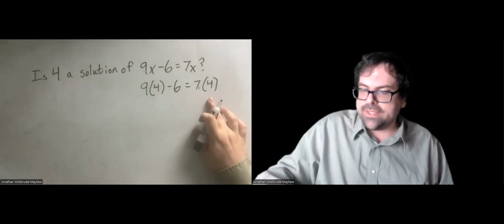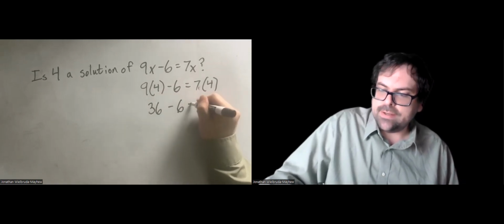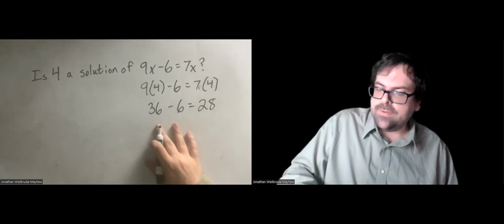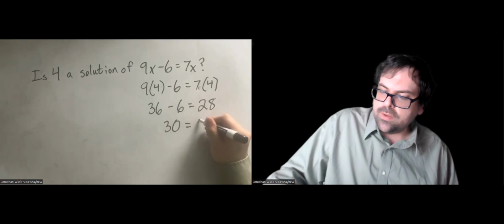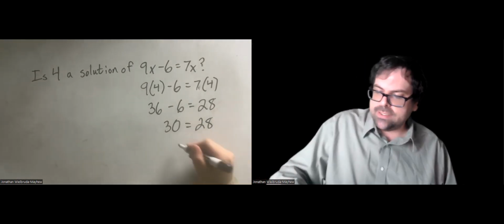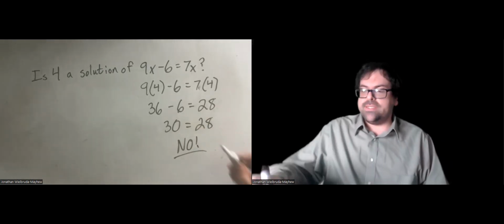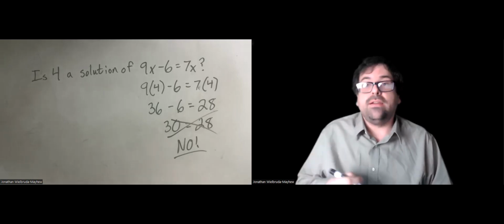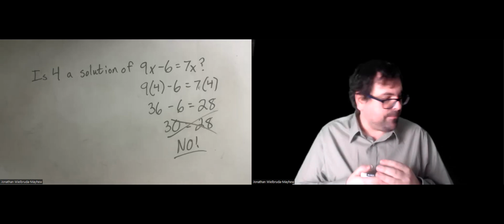Plugging in 4 for x. 9 times 4 is 36. 7 times 4 is 28. 36 minus 6 is 30. We get the statement 30 equals 28. No, this is not true. This is false. So 4 is not a solution of 9x minus 6 equals 7x.